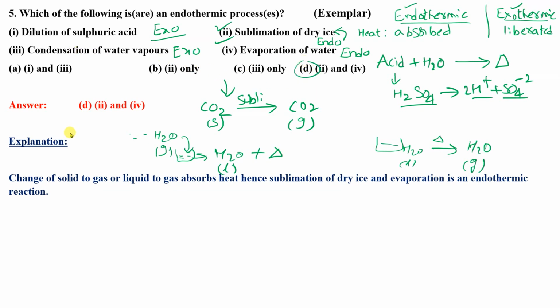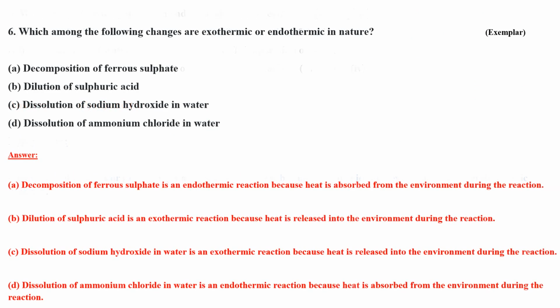Okay, I hope this answer is clear to you. Which among the following changes are exothermic and endothermic? Decomposition of ferrous sulfate, formula FeSO4. Remember that all decomposition reactions are endothermic, because we need to supply heat in order to decompose into pieces.